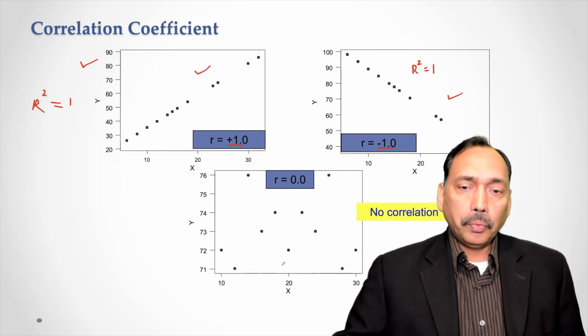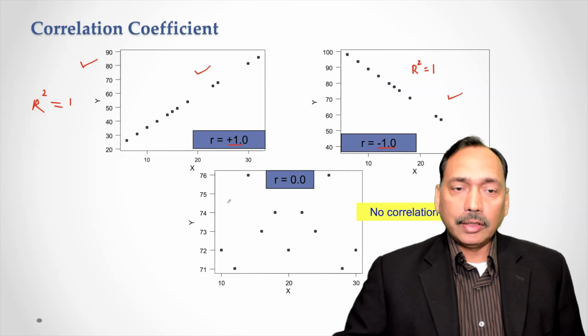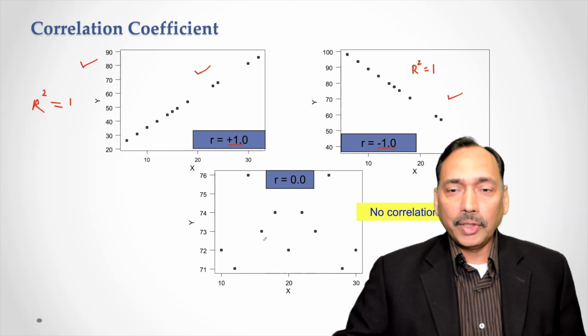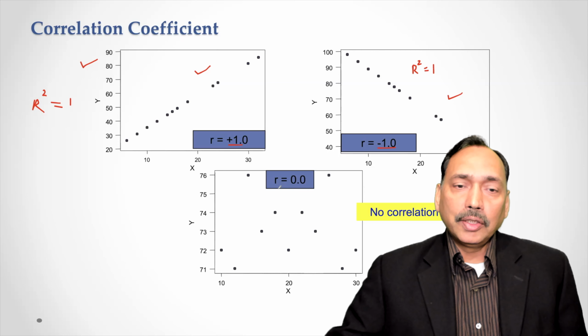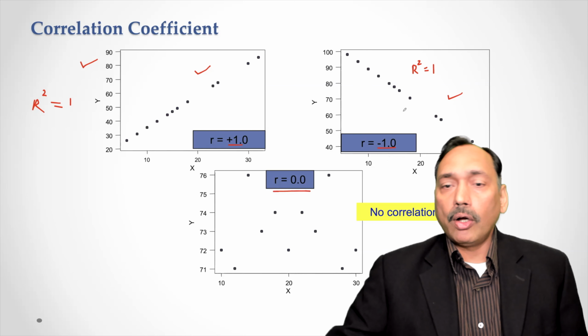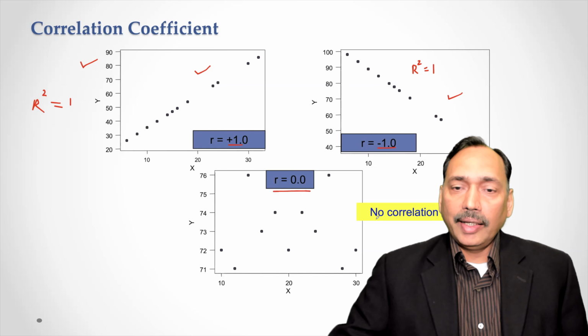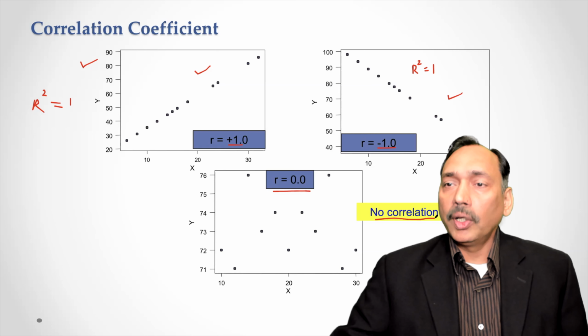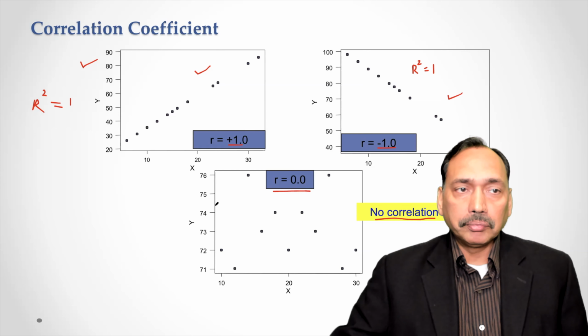And when there is no obvious pattern and all the dots are spread around in that box, so approximately R is going to be 0. R square also will be 0. And there is no correlation between X and Y.